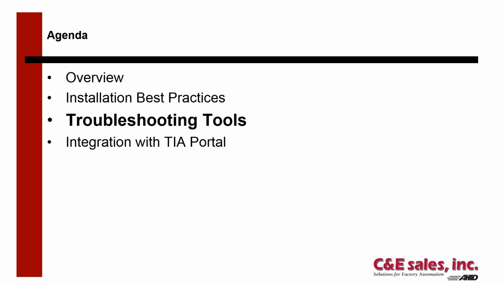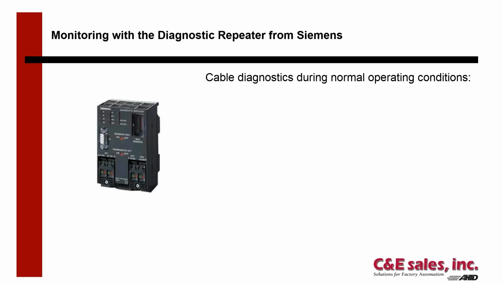So we talked about the overview. You talked about installation best practices. Now we want to talk about troubleshooting tools. We've got a handful of troubleshooting tools that we can use. One is monitoring with a diagnostic repeater from Siemens. This diagnostic repeater is able to provide us cable diagnostics during normal operating conditions.